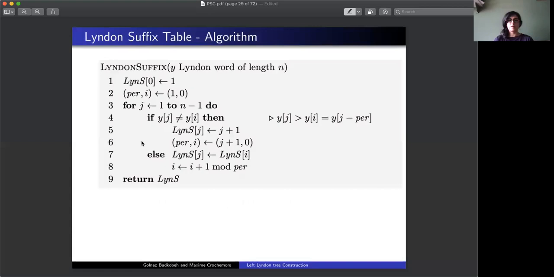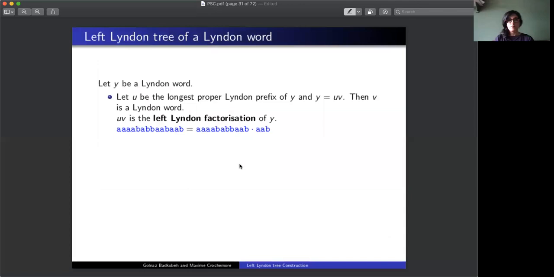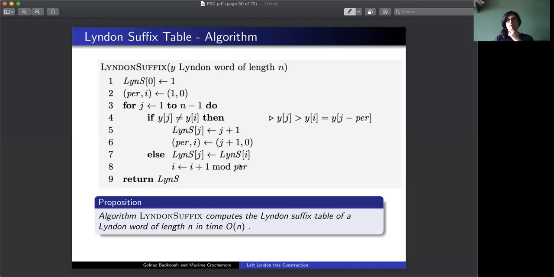And this is a pseudocode for the algorithm. And this algorithm runs in linear time and computes the Lyndon suffix table in linear time. So the key in this algorithm is just the observation I just showed you by de Waal.